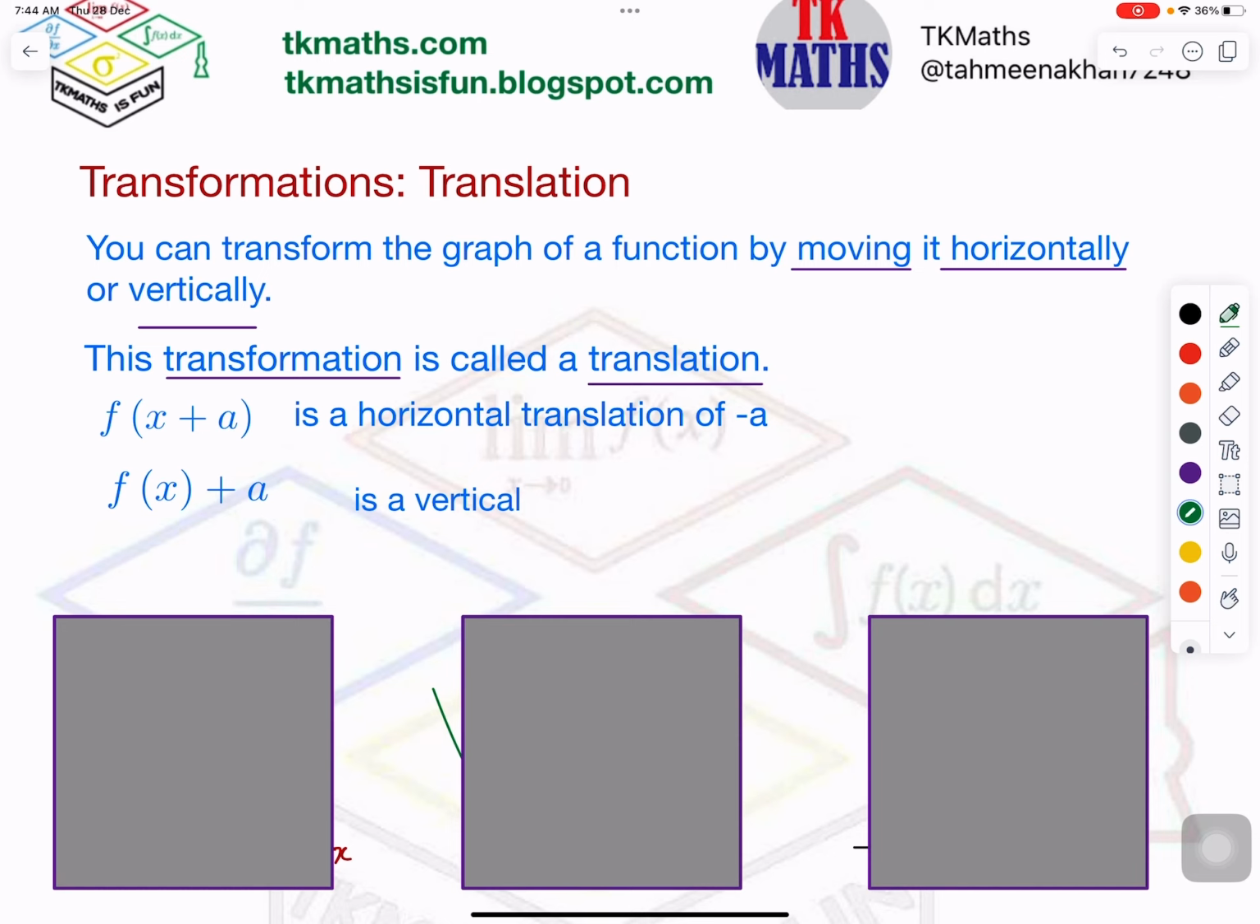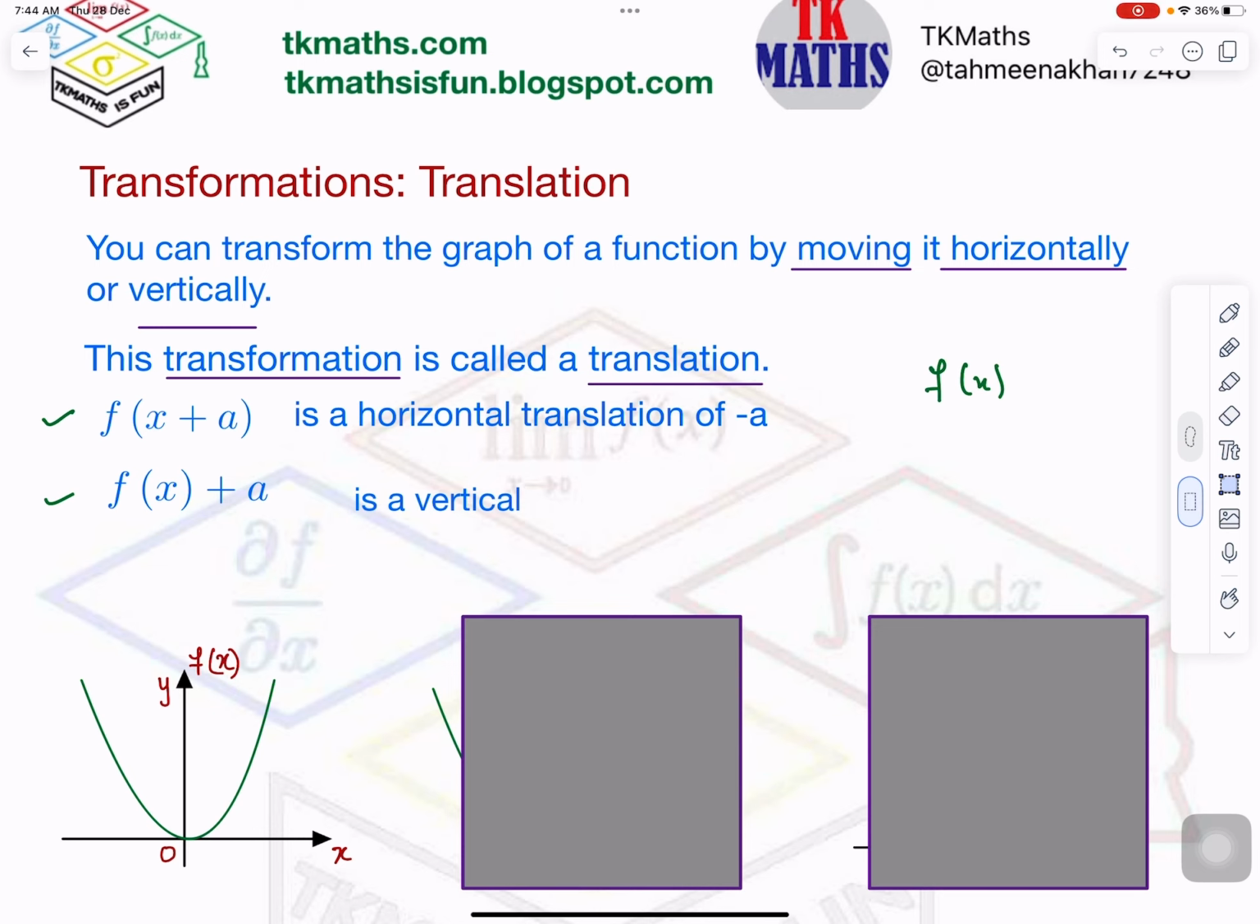Basically, first of all, you should be able to express it to yourself. Whatever you are learning, you should be able to express it properly. Translation is when you move the graph of a function horizontally or vertically. This transformation is called translation, and it is represented by f of x plus a. F of x will be your graph. Now I will show you in this sketch so that you can understand it well.